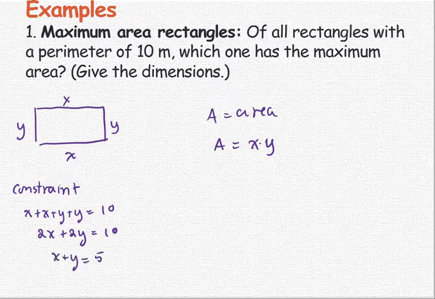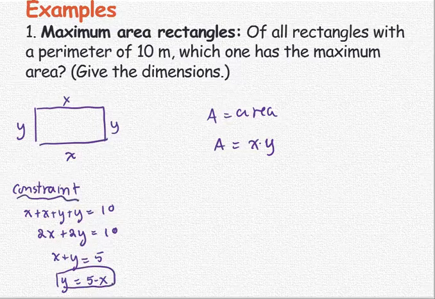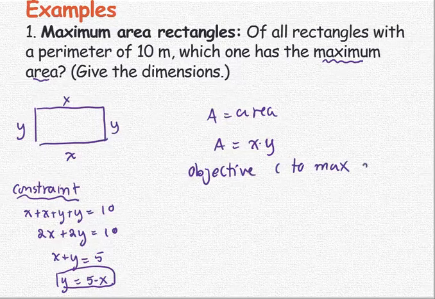We can rewrite y in terms of x or x in terms of y. Let's write y in terms of x, or y equals 5 minus x, and set it aside. So this equation is obtained from the constraint. The goal is to find dimensions so that the rectangle has the maximum area. The key term in this problem is maximum of the area. The maximum is the optimal term. So the goal is to optimize the area. The objective is to maximize the area.